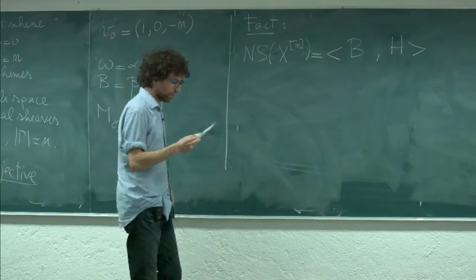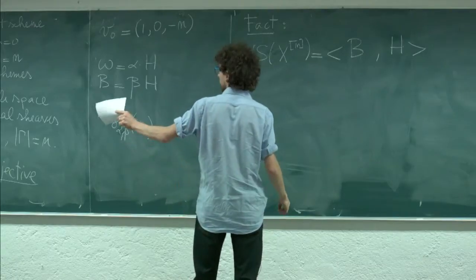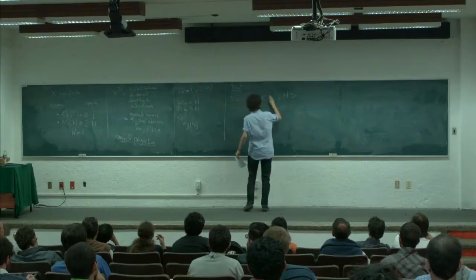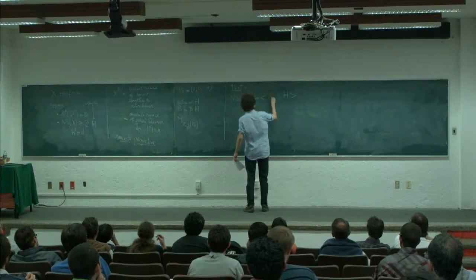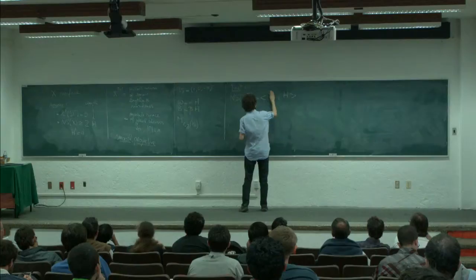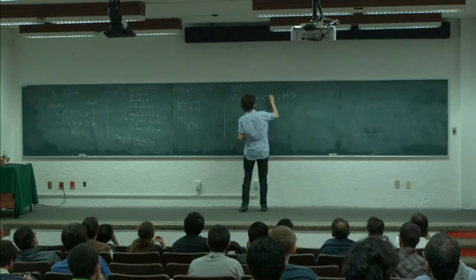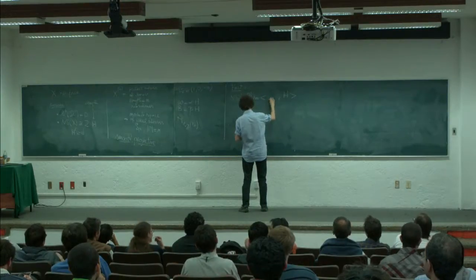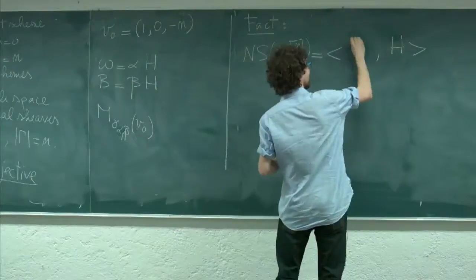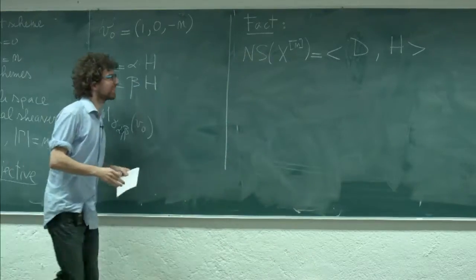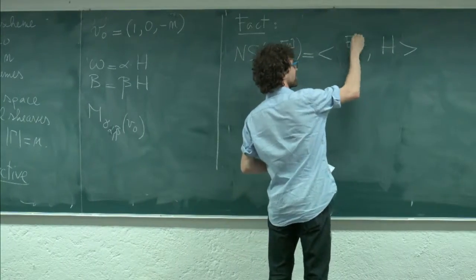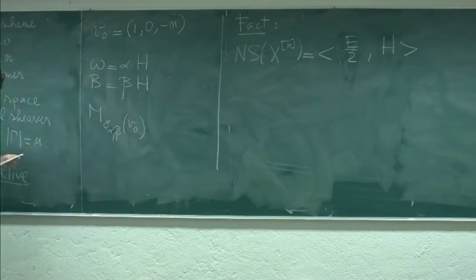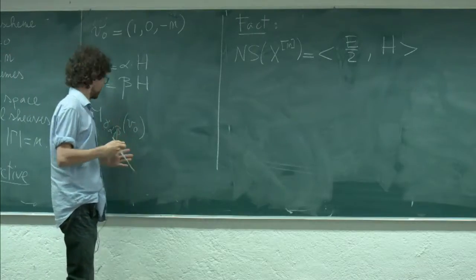Let me explain where they come from. B is bad notation. Let's try D. D is not so good either. Delta is bad. Let's say D. D is fine, I hope. Actually, let me call it as it should be called: it's E divided by 2. That's a better notation. Now I have to not get confused. So what is E divided by 2? It's E divided by 2, as you can imagine.